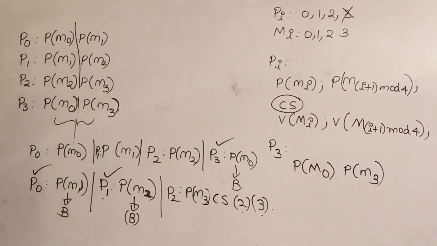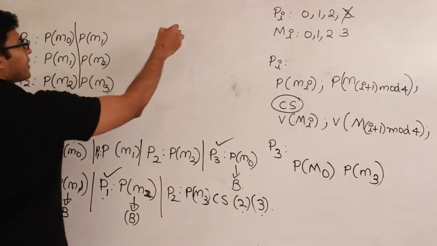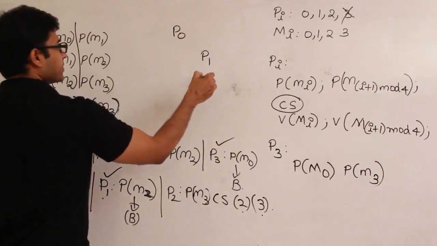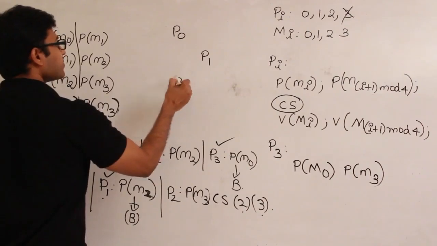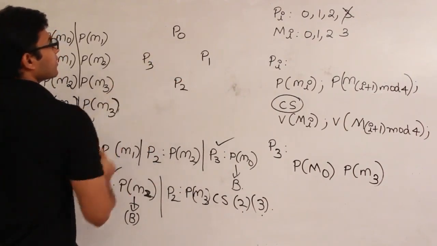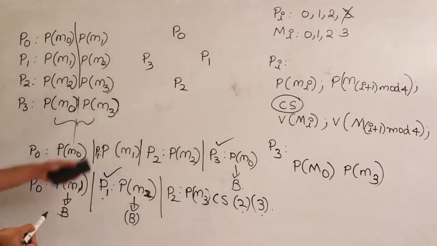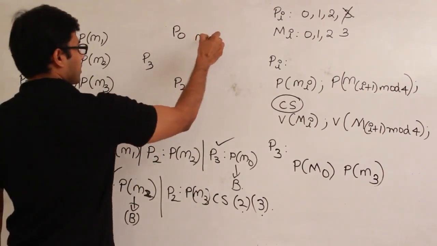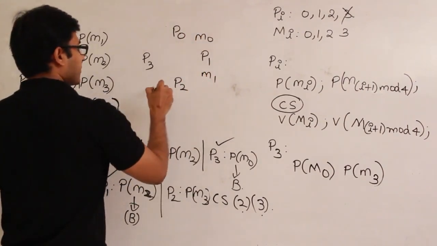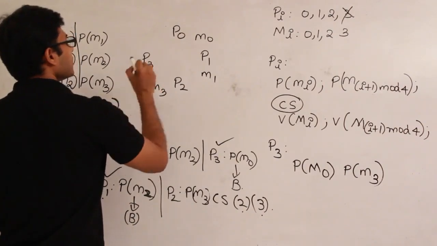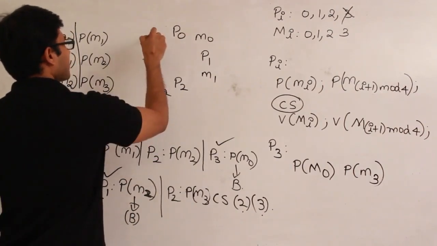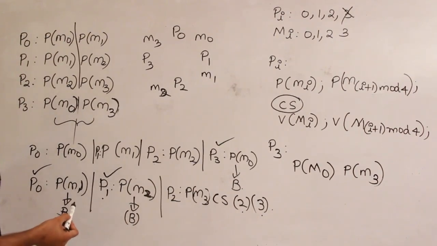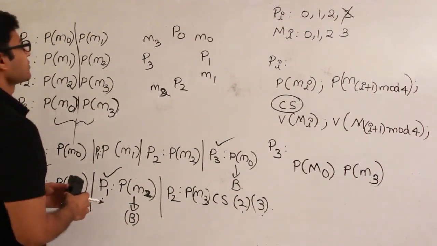If you want to watch it another way, watch it this way. Now assume that there is P0, P1, P2, P3, 4 processes. I am just putting them in a circle, and now there is M0, M1, M2 and M3, right? Now here the rules are like this. Let me rearrange them.